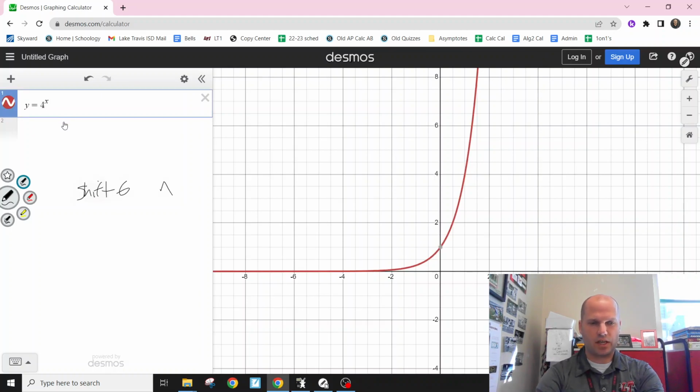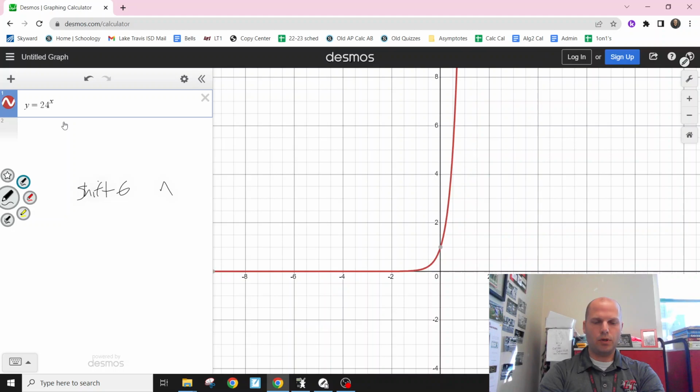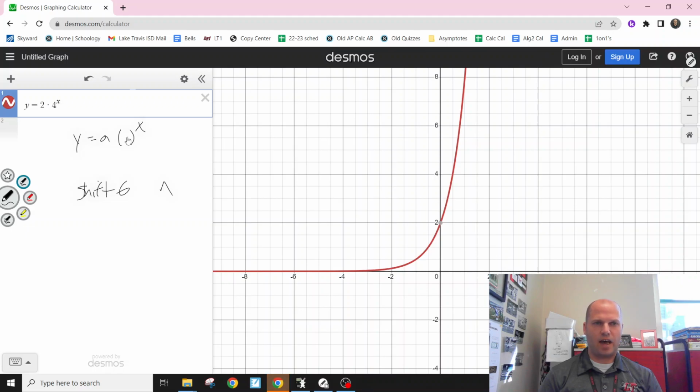And let's just investigate what happens when we put numbers in front of it. So the key for exponential functions is that you have this a times this value to the x. And this is the value at which you grow things or decay things. So notice what happens when I change this value.